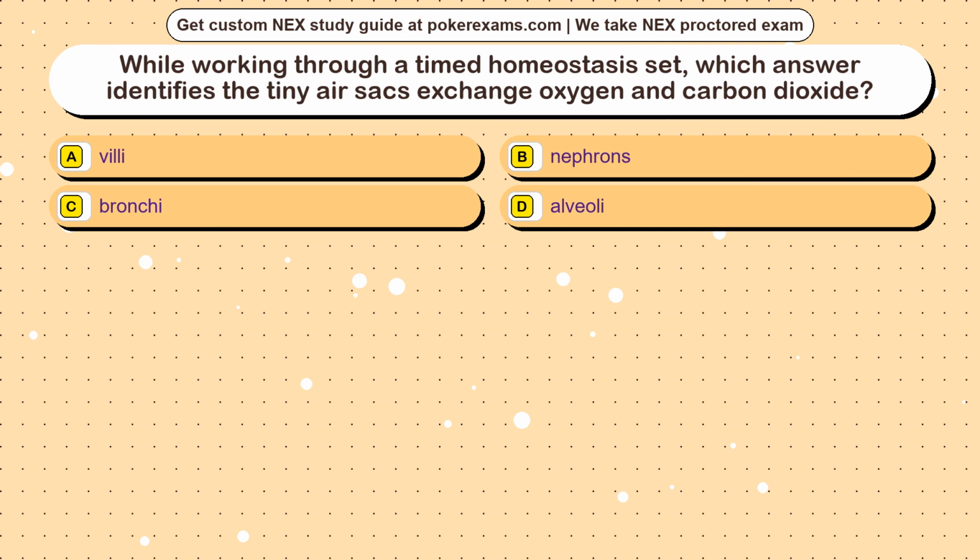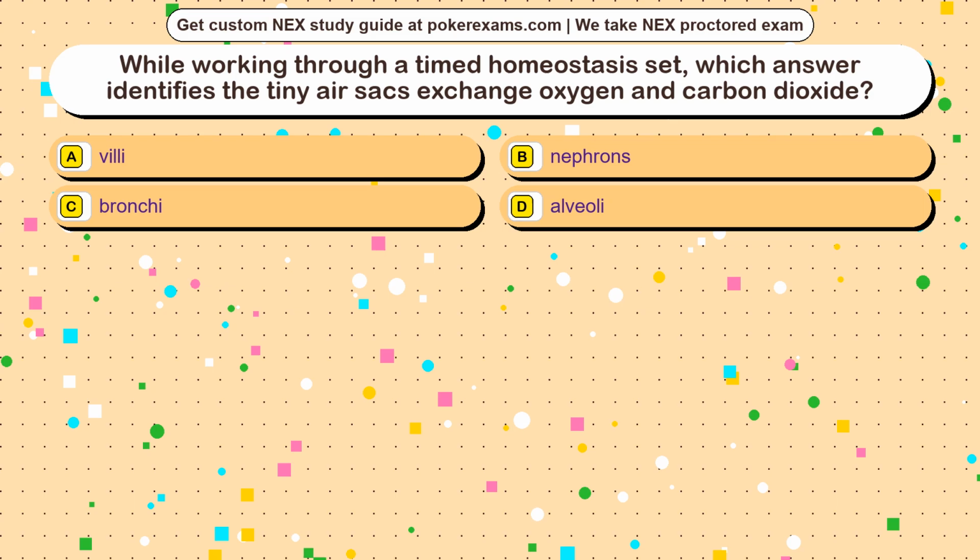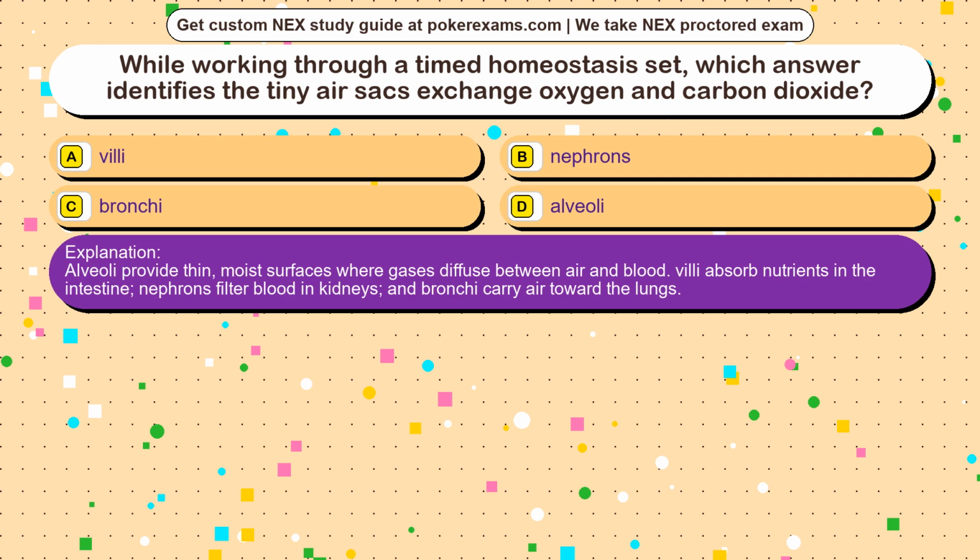Question 8. While working through a timed homeostasis set, which answer identifies the tiny air sacs that exchange oxygen and carbon dioxide? Option A, villi. Option B, nephrons. Option C, bronchi. Option D, alveoli. The correct answer is option D. Alveoli provide thin, moist surfaces where gases diffuse between air and blood. Villi absorb nutrients in the intestine, nephrons filter blood in kidneys, and bronchi carry air toward the lungs.